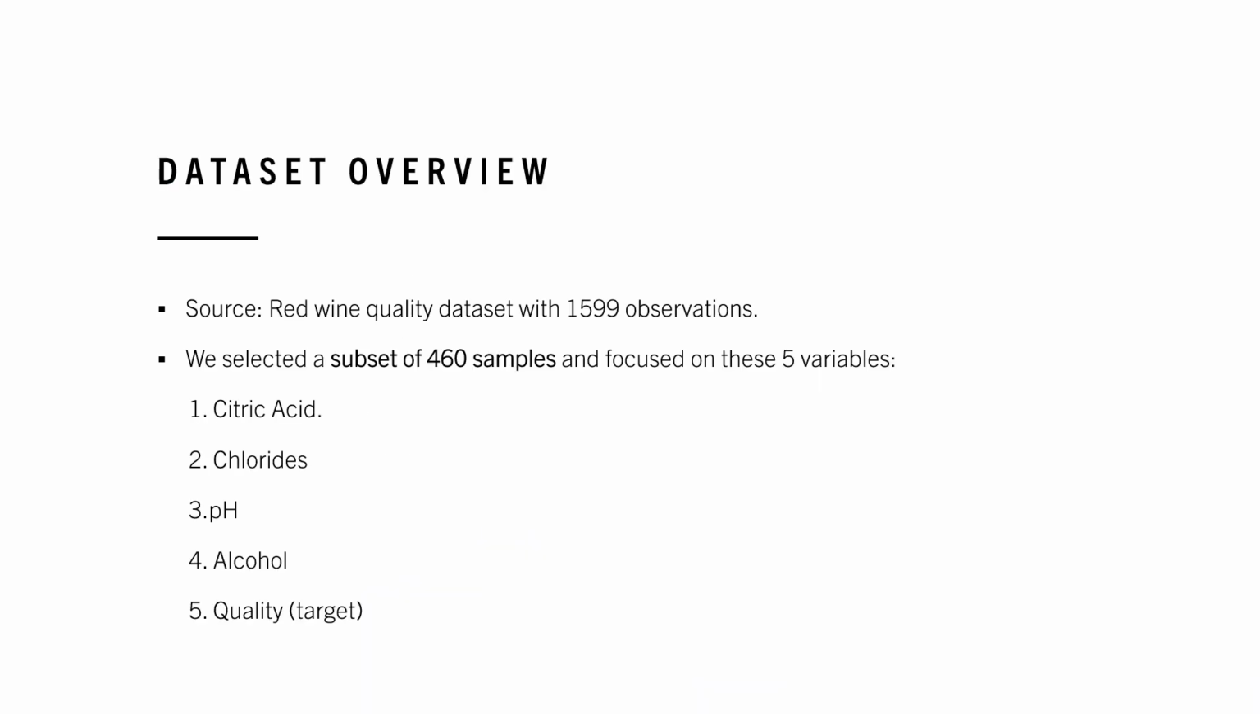We started with the red wine dataset of 1599 observations. For this project, we selected a focused subset of 460 samples and used 5 key variables. They are citric acid, chlorides, pH, alcohol, and quality, where quality is our target variable.